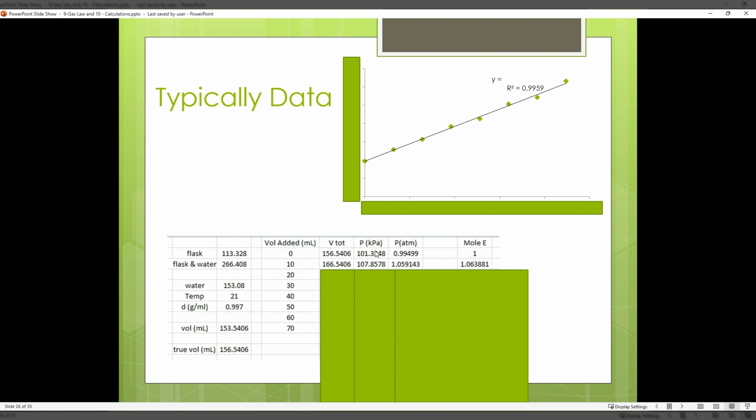You'll do your pressure to ATM just like before. And now for mole equivalents, you're just going to take this number and divide by this number. That's how you do all those. And you'll plot pressure versus mole equivalent, and it should come out nice and linear.